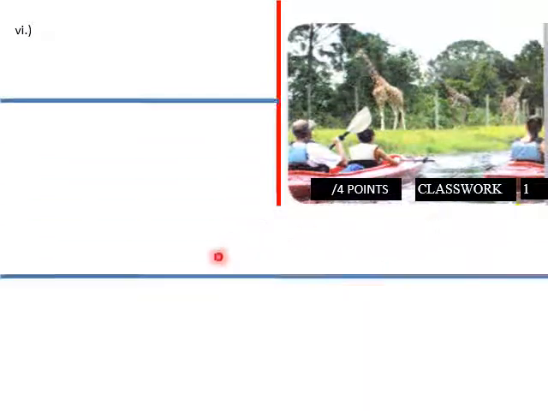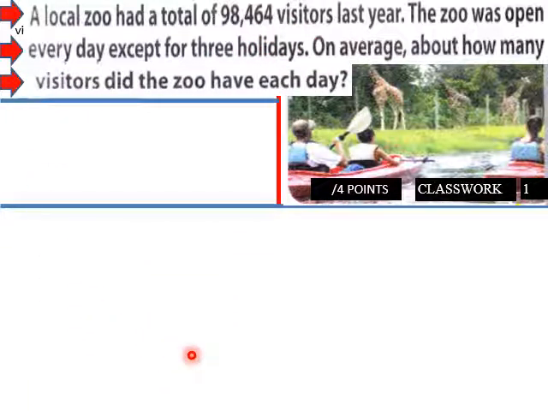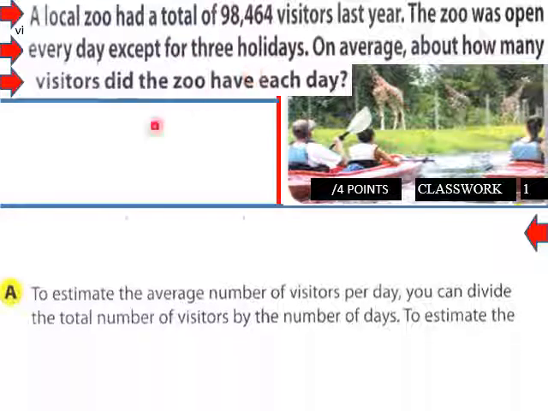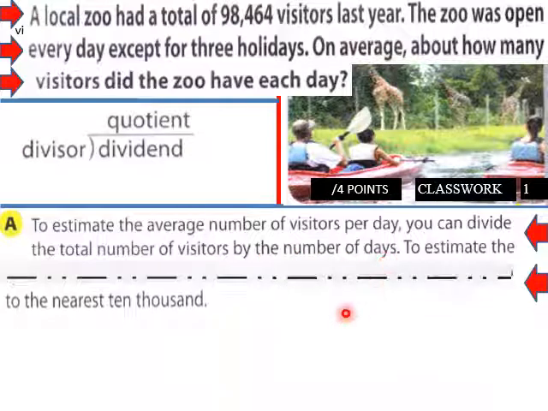So classwork page 1 here. The local zoo had 98,464 visitors last year. The zoo was open every day except for 3 holidays. On average, about how many visitors did the zoo have each day? How would we find the average here if we had 3 holidays? To estimate the average number of visitors per day, you can divide the total number of visitors by the number of days to estimate the blank to the nearest 10,000.